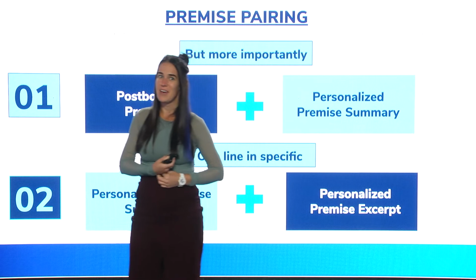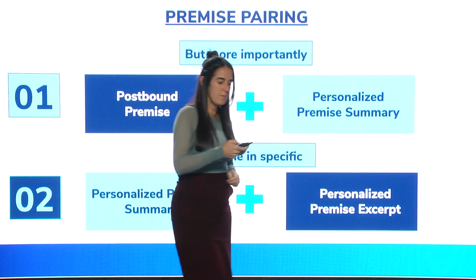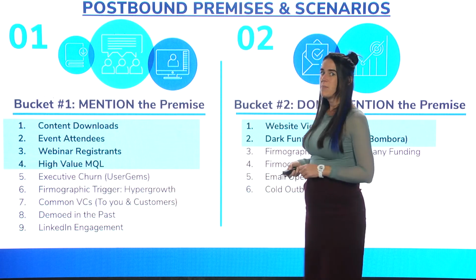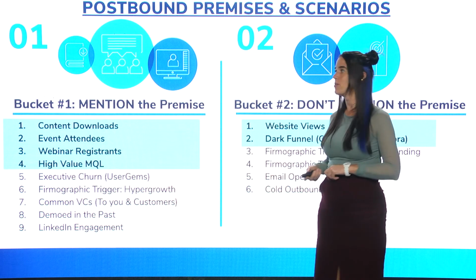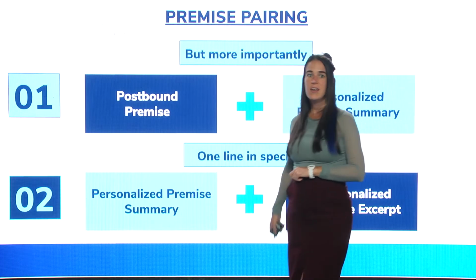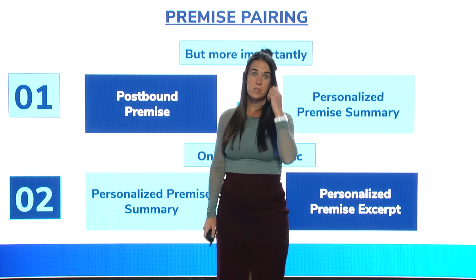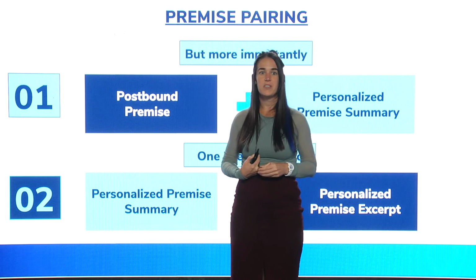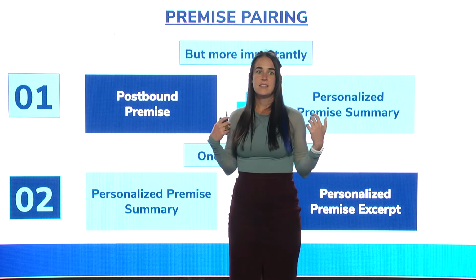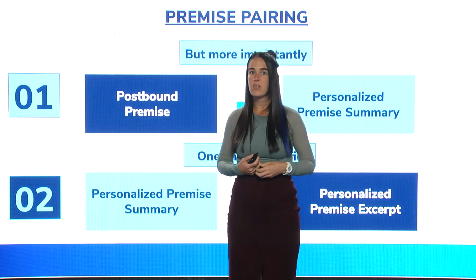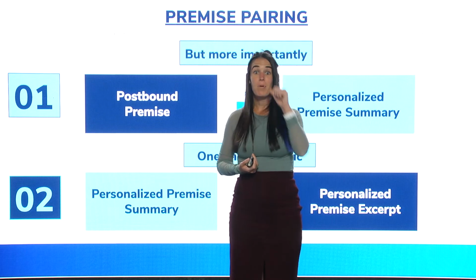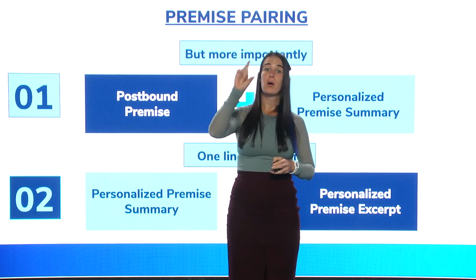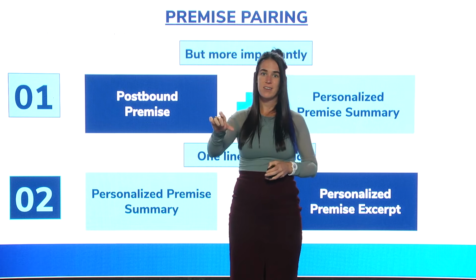So how do you pair them together? With bucket number one, let's go back to this. Bucket number one, if you have a premise, content downloads, event attendee, webinar registrants, and you're going to mention it, then bucket number one is for you. So I should say, hey, Scott, the reason for my outreach is I noticed that you downloaded this content on selling effectively to the C-suite, but more importantly, and you want to do a personalized premise summary.